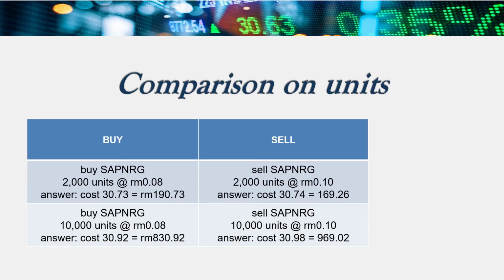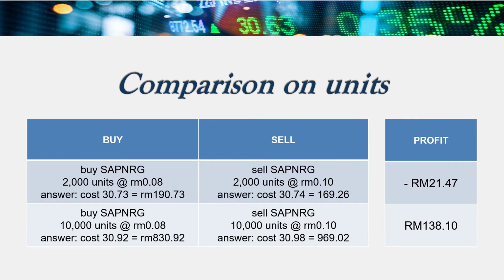Okay, so let's see comparison on units. I want to show you here the difference you'll get when you buy 2000 units and when you buy 10,000 units. If you see at 2000 units you buy and then you sell, you actually did not get any profit. In fact, this is a loss actually.